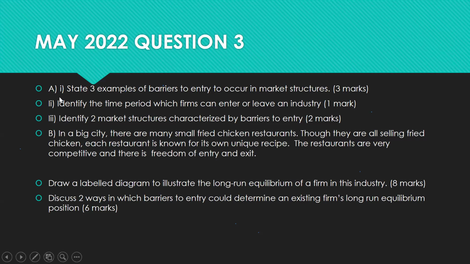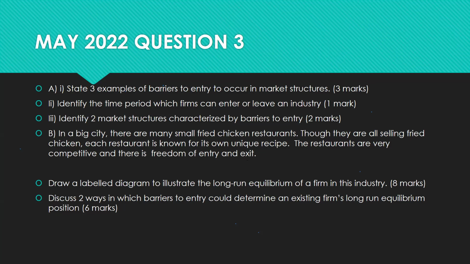Right. Now let's look at this next one here. In a big city, there are many small fried chicken restaurants. Though they are all selling fried chicken, each restaurant is known for its own unique recipe. The restaurants are very competitive and there's freedom to enter and exit. They said draw and label a diagram to illustrate the long-run equilibrium of a firm in this industry. So we need to know that this is monopolistic competition, because it's a similar but differentiated product.